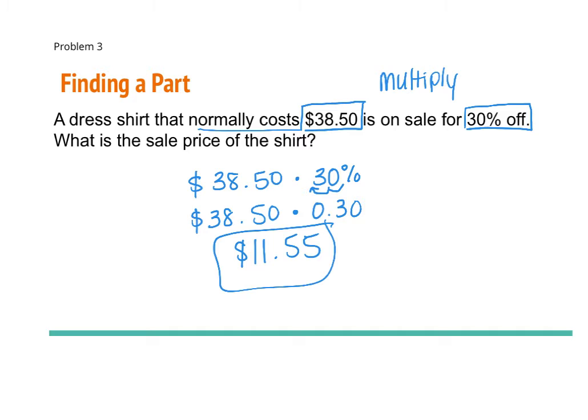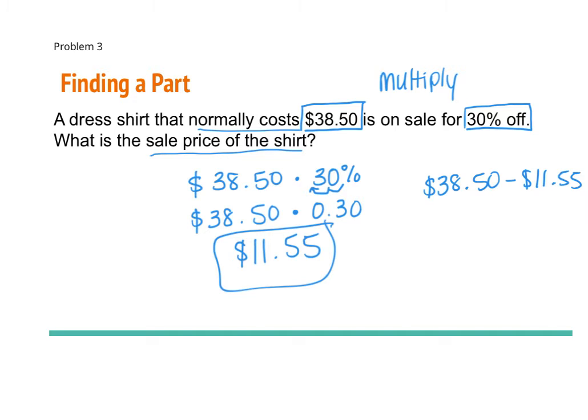So that is how much the sale is, that's off the original price. Now it's asking, what is the sale price of the shirt? Guys, be very careful for these problems, okay? It's not asking how much money you're saving. It's asking what the sale price of the shirt is. So you have to do $38.50 and subtract $11.55, right? Because you're not paying $11.55 for the shirt. That's what the sale is. That's how much money you're saving on the shirt, okay?